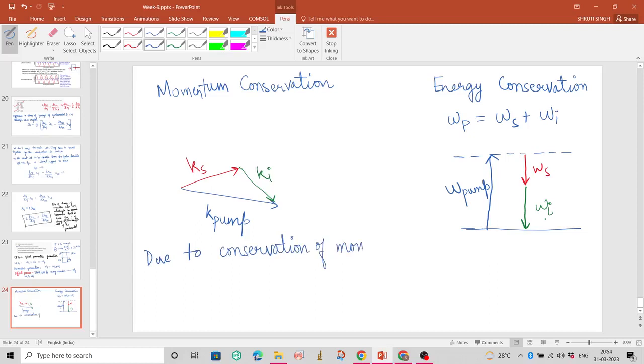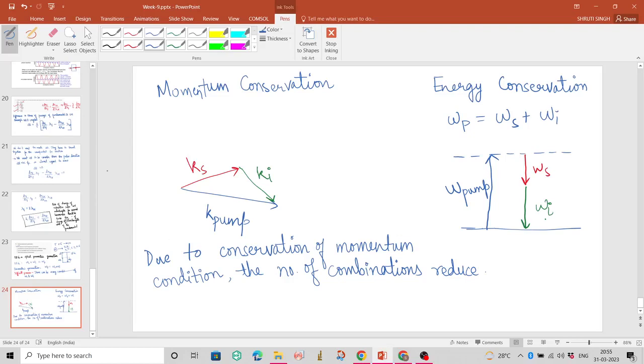Conservation of momentum condition: the number of combinations reduces because not all combinations will follow the momentum conservation. The momentum of the signal and the idler photon will not match in all those combinations. So that's why we have a lesser number of combinations possible, but still the number of combinations is large.